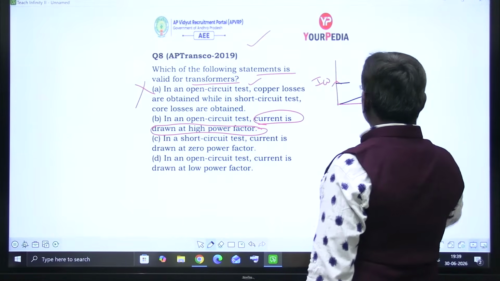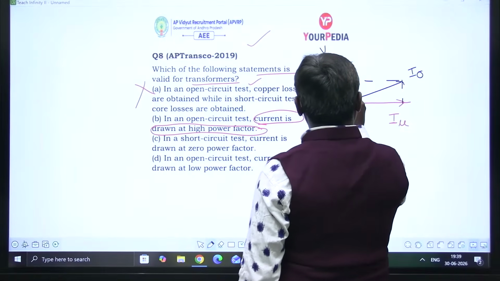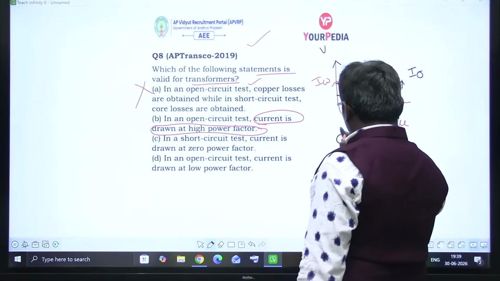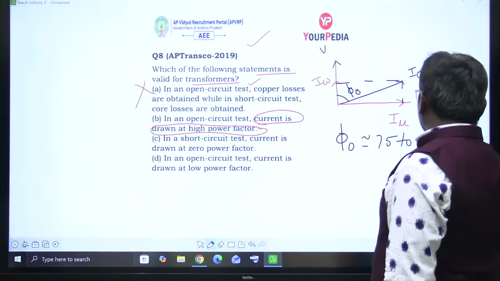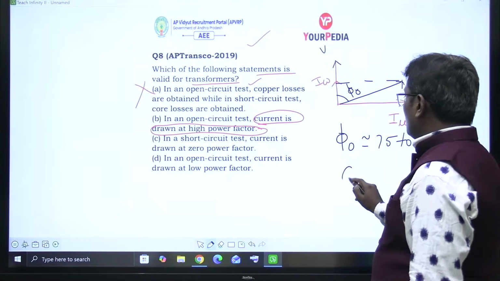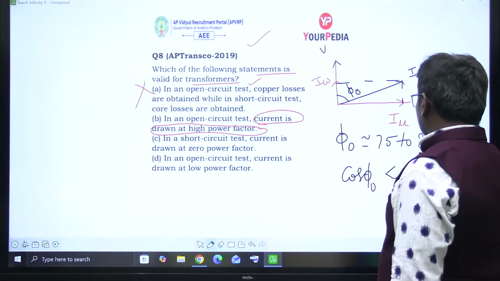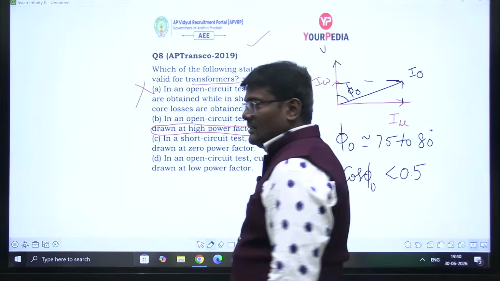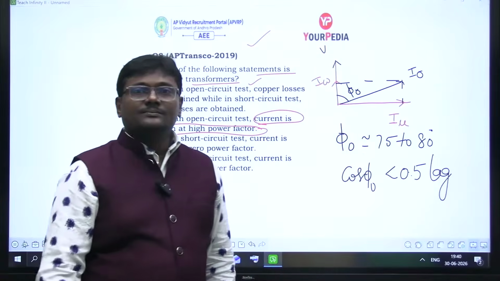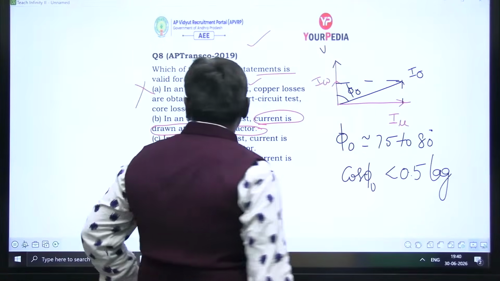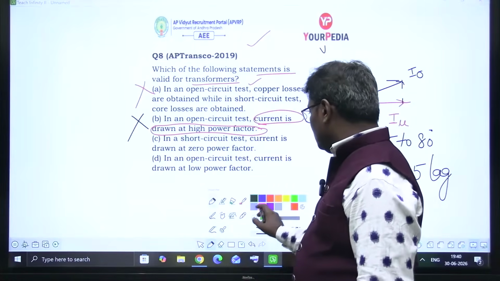The resultant current is the phasor sum of these two. So this is I naught. The angle between these two is called the no load power factor angle. This no load power factor angle is 75 to 80 degrees, and the no load power factor, you should always remember, is less than 0.5. And it is lagging only. So open circuit test current is drawn at higher power factor. This is also wrong.